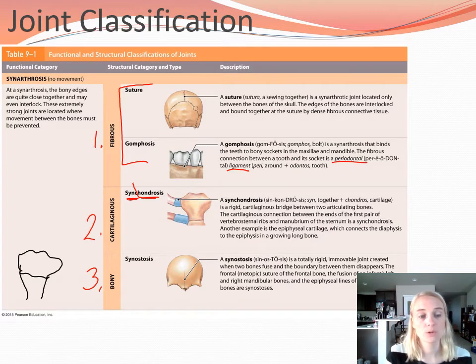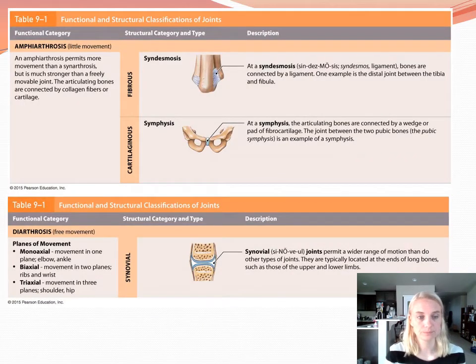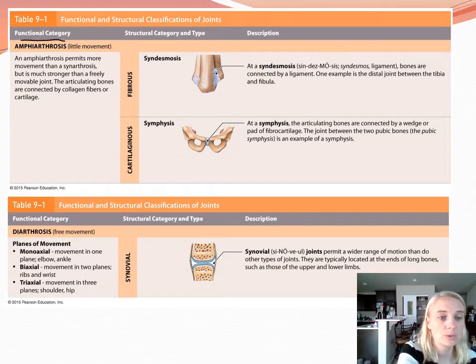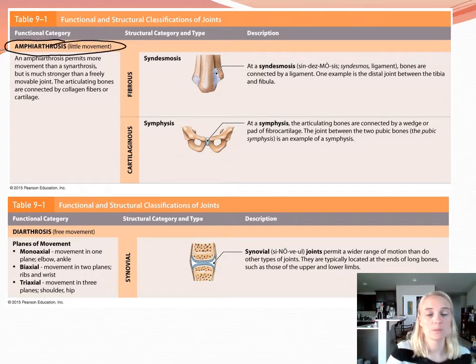Okay, so those are the first functional categories. So synarthrosis, immovable joints. We have a couple examples of fibrous, we have a cartilaginous, and a bony fusion. The next category is our in-between. This is our amphiarthrosis. Amphi, like an amphibian, is like half land, half water.